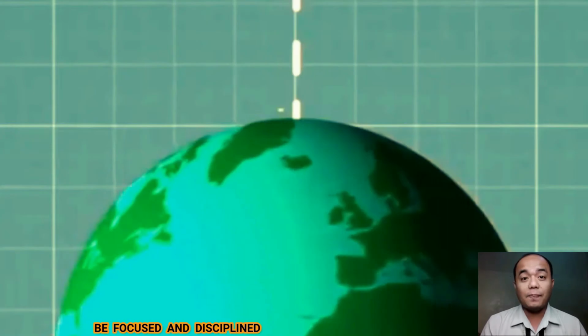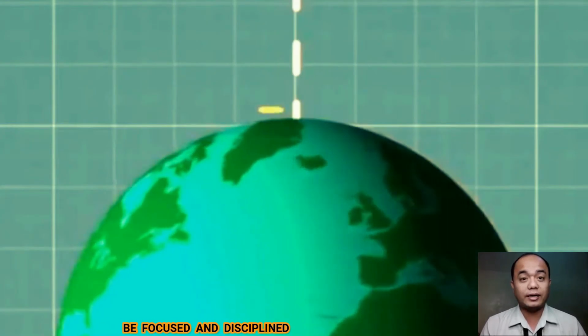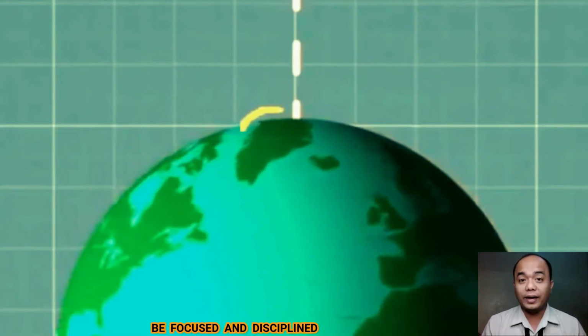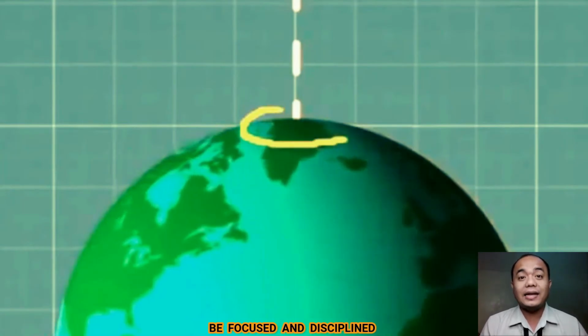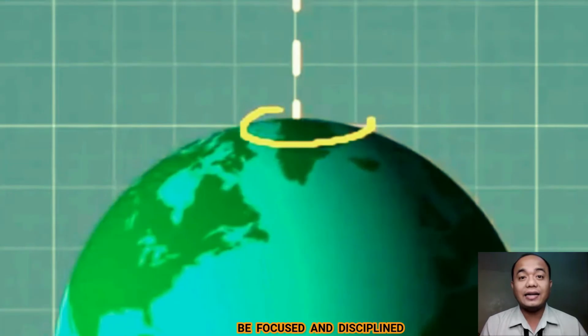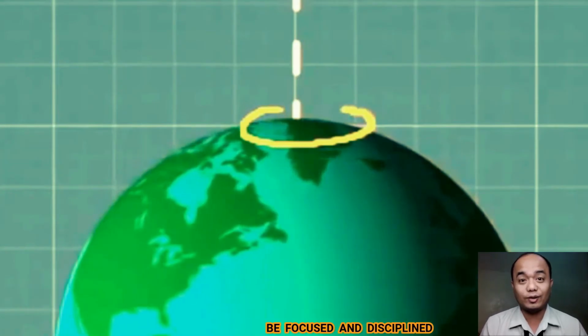Mas mahina nga ang paggalaw ng mga objects katulad ng hangin o ng tubig malapit sa North at saka sa South Pole kasi nga maliit lang yung distansya na kanilang iniikot or iikutin.